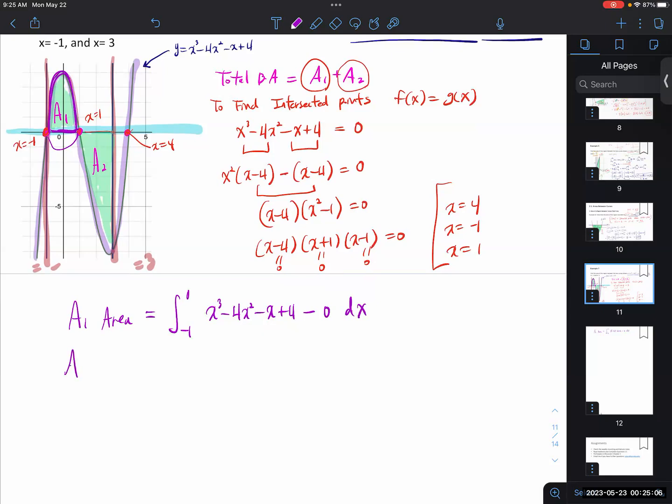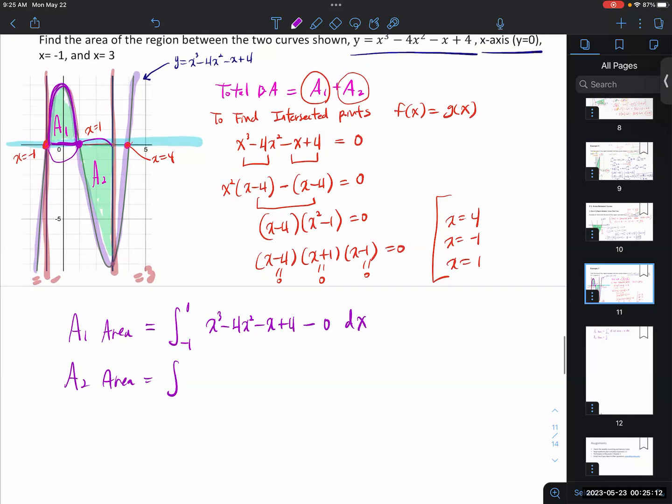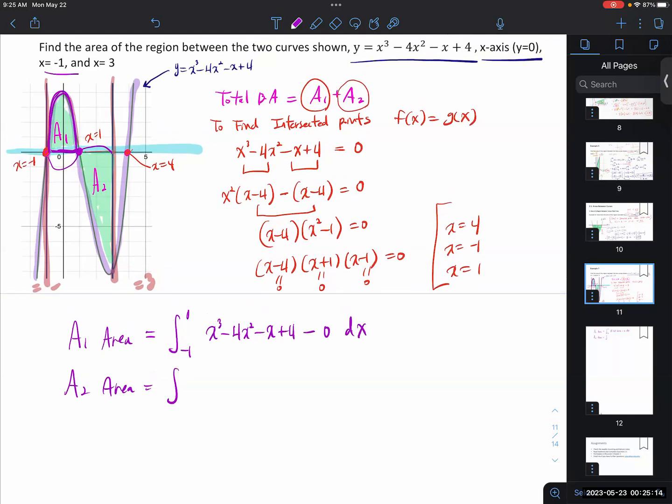And then A2 area, it's from where to where? From 1 to 3, but this time, the y equal to 0, the x-axis is higher than the purple one, so 0 minus the second function. This time, the polynomial will be subtracted from 0. So you see the difference?